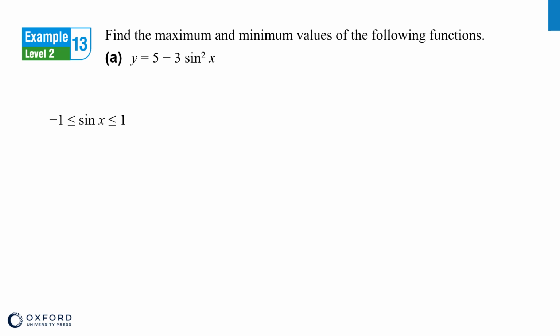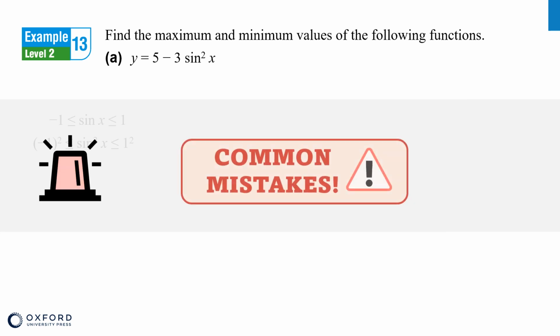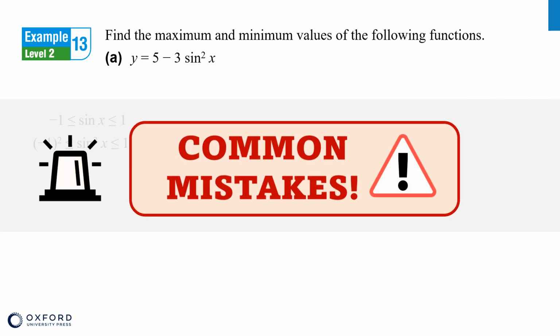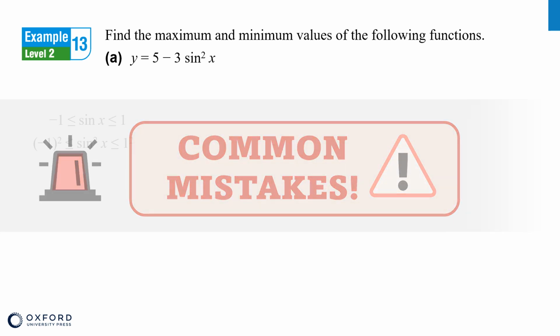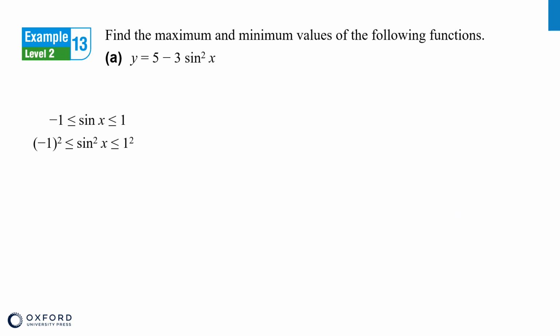Then, what will be the maximum and minimum values of sine squared of x? Do we just square both sides of the inequality? No, we don't. If we do that, the maximum and minimum values will both be 1. Obviously, that can't be it.